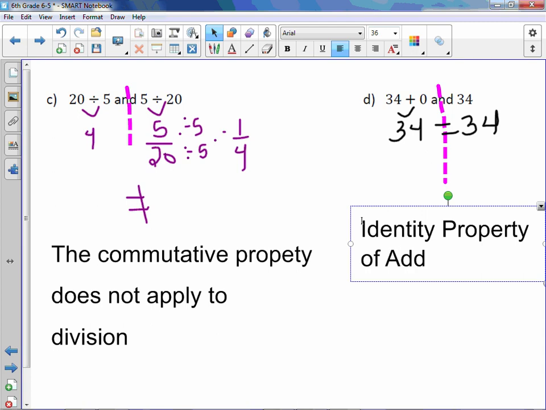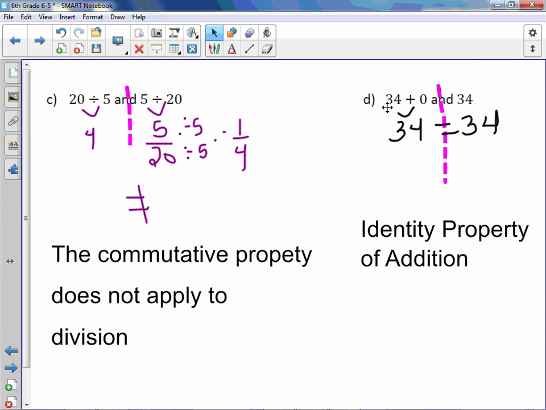And this is of addition. It's identity because the 34 we started with, we ended up with the 34 at the end. So 34 is the same as 34. It is the identity property of addition.